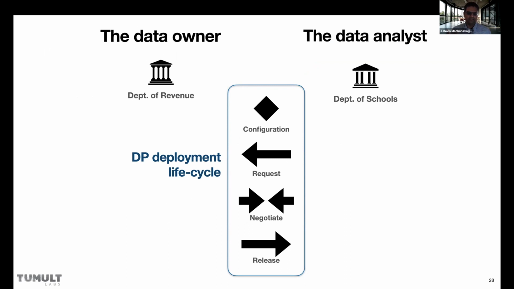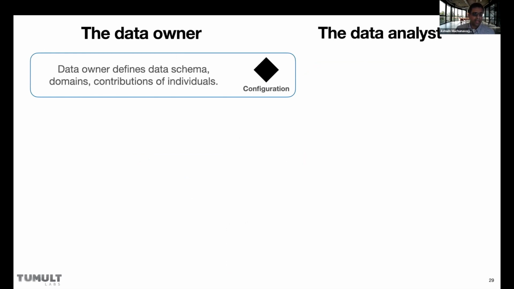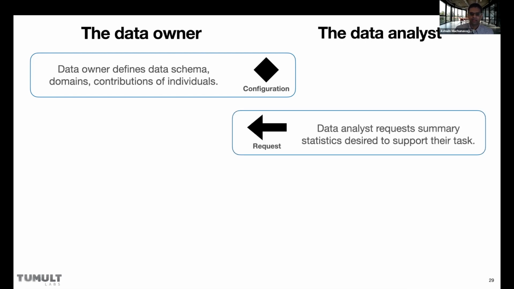This is what we think a differential privacy deployment life cycle looks like. It has four stages: configuration, request, negotiation, and release. I'll go a little bit into each of those. In configuration, the data owner defines the data schema, the type of the data that is there, and also what privacy means: what is the privacy object, or what does each individual contribute to. Then a data analyst says, this data is there, it looks cool, let me request some statistics, or some task on it, to release a bunch of statistics so that they can support their analysis.